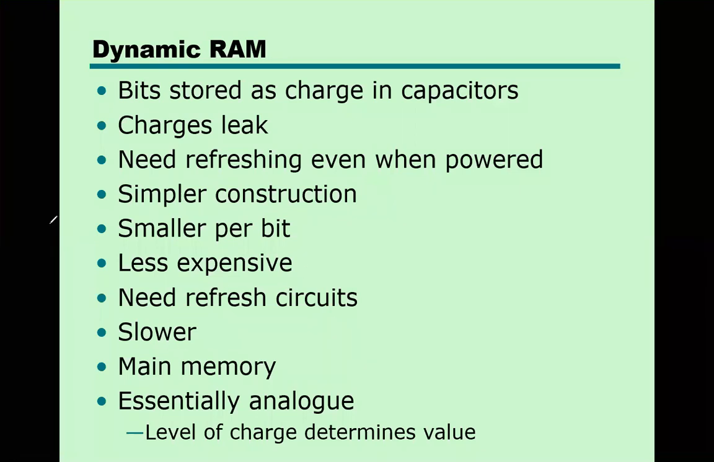So as we have seen, that's why we need a refresh circuit. And because of the continuous refreshment, after a period of time, after a certain millisecond, it is slower. Because after a certain millisecond, we have to refresh the memory. That's why it is slower.